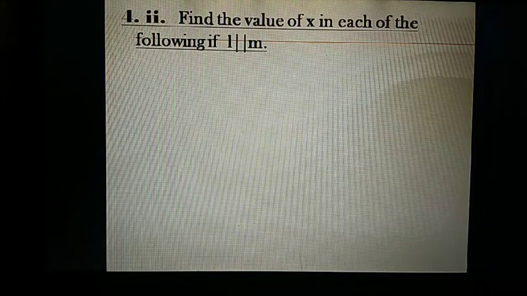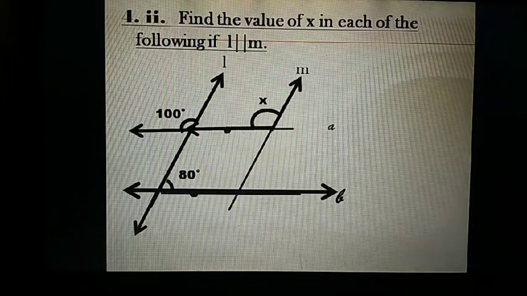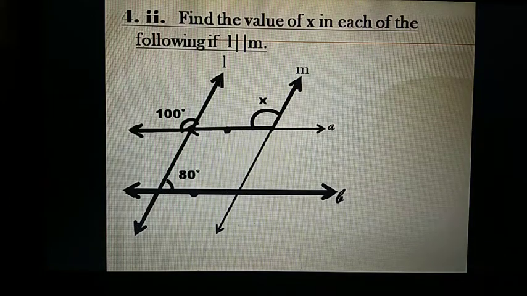Moving to the next question. Again, we are supposed to find the value of X. Here the lines L and M are parallel to each other. Now you are supposed to find the value of X. The angles given to you are 100 degree and 80 degree.